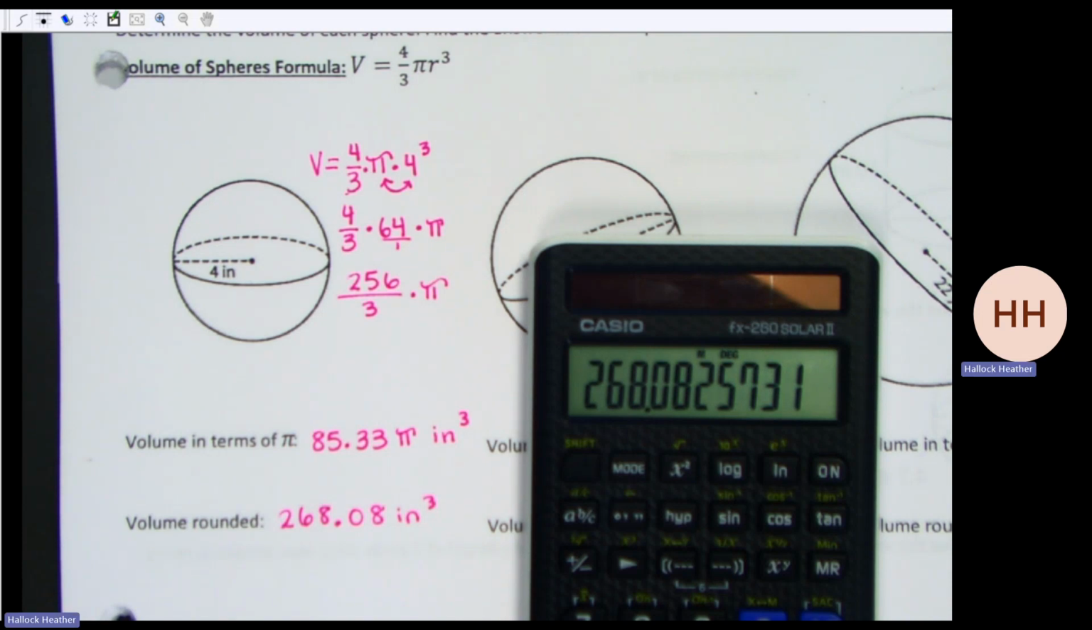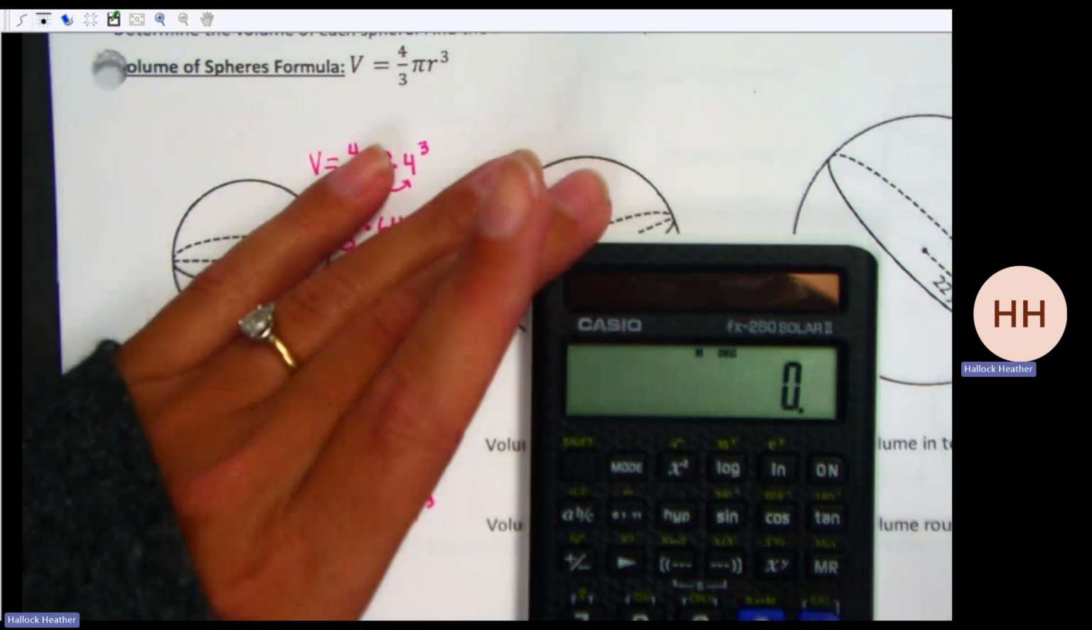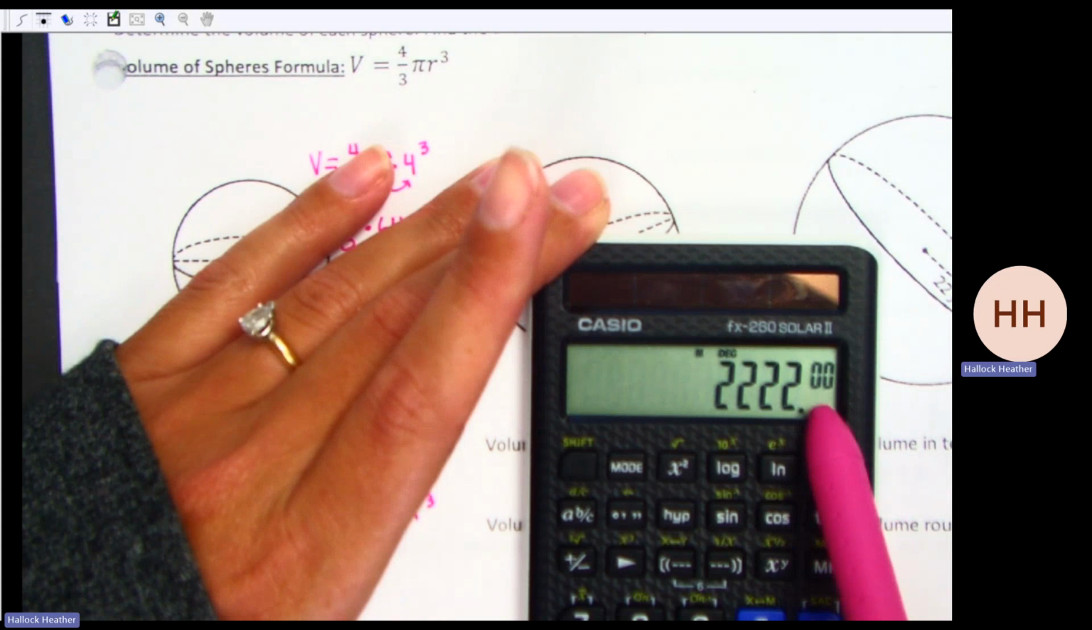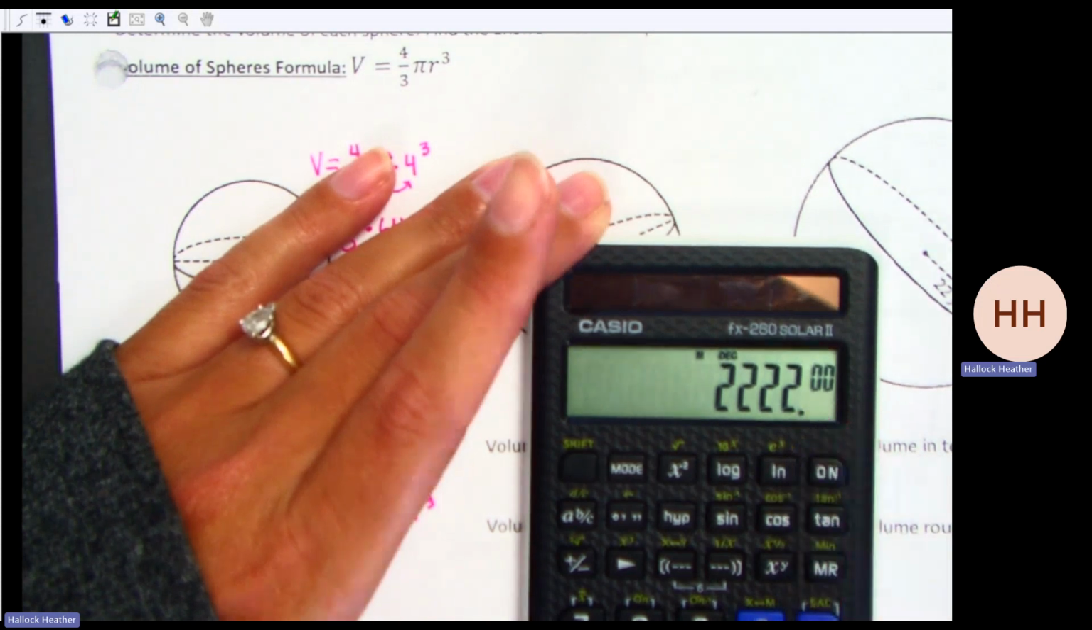You have to press times. So if I go 5 times 5, you have to press times first. So if you're just getting these double zeros, like if I just press 2 and then I press the pi button, it just puts zeros. That's because you have to press multiply and then pi.